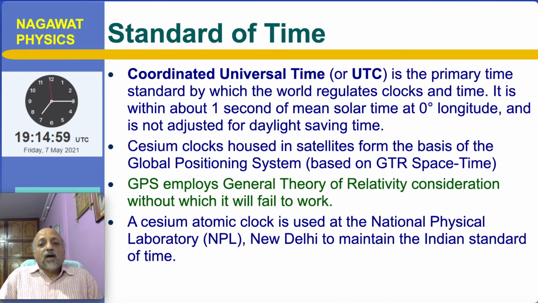The cesium clocks are housed in satellites, and they make the basis for what we call the global positioning system. But the global positioning system framework would fail if we had no understanding of the general theory of relativity. It involves corrections which are required on the basis of the general theory of relativity. So even the global positioning system is an indication that if the world is Newtonian, as in the Newtonian mechanics which we are going to develop, then maybe the global positioning system will not work in the manner it works now, and it's very useful to us. So it requires knowledge of the general theory of relativity. A cesium atomic clock is also located at the National Physical Laboratory in New Delhi and maintains the Indian Standard of Time.